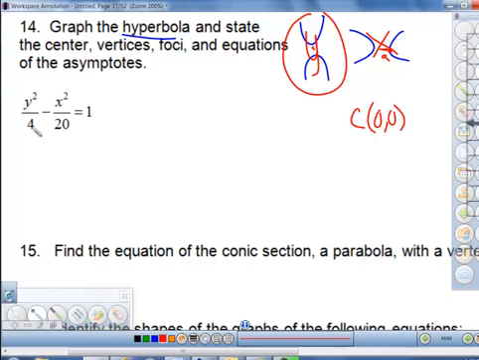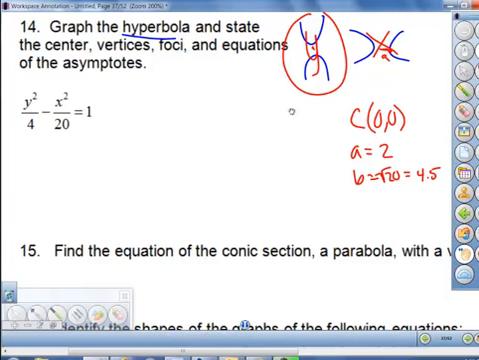So the a value is underneath the positive. So a is going to be the square root of 4, which is 2. And then here we have the b term, which is going to be the square root of 20. So the square root of 20 comes out to be, I think, 4.5 or so. Now with that information, that's enough to go ahead and do the graph. I'm going to show you guys the equations of the asymptotes and the foci after we graph it.